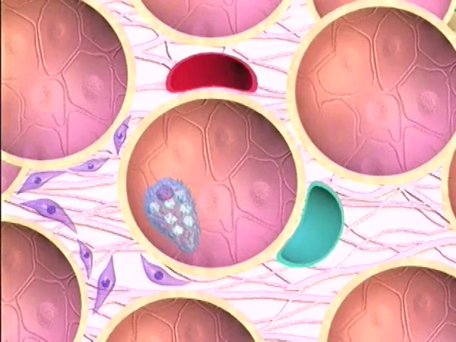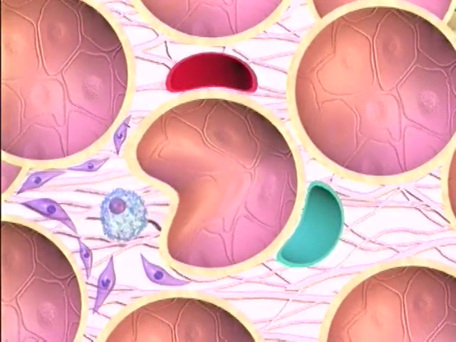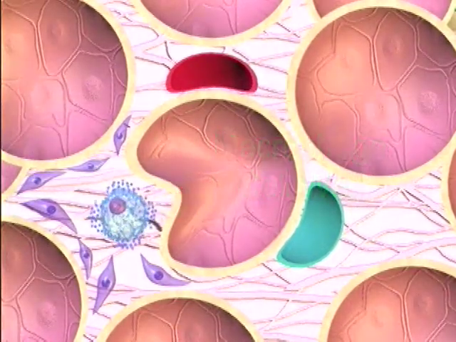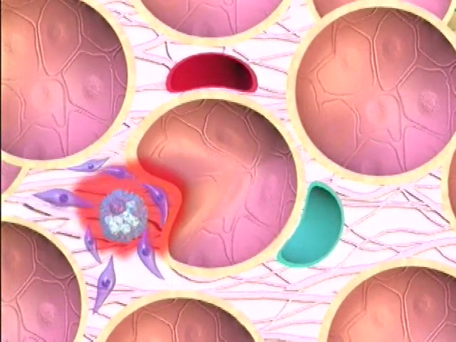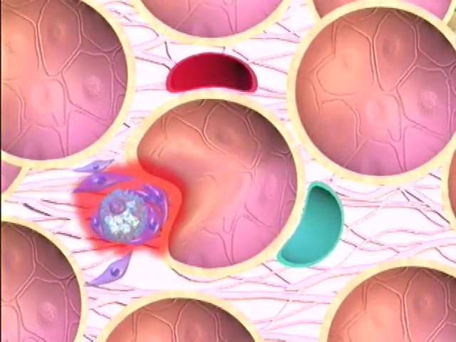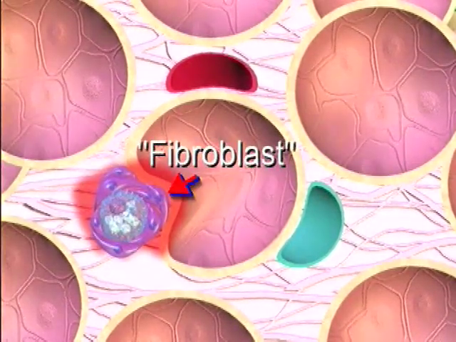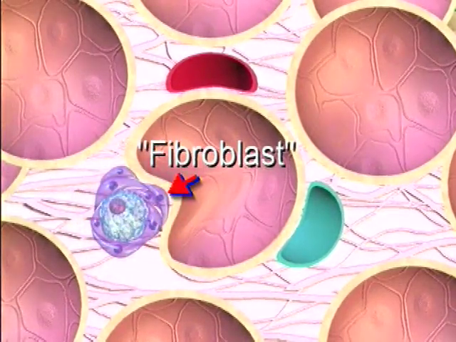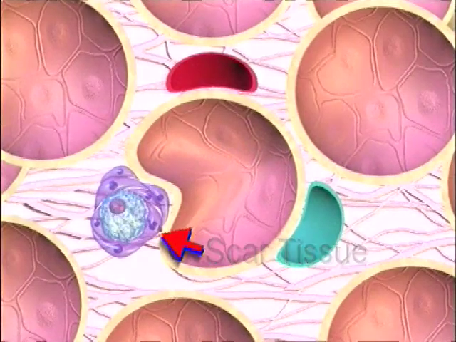This starts an inflammatory process in the lungs. As the dust begins to collect, the overloaded macrophage cell walls rupture and release fluids which result in inflammation. This triggers other specialized lung cells to come to the area of inflammation. These special cells, called fibroblasts, attempt to wall off or surround the silica particles in an effort to protect the lung. This is done by forming scar tissue to isolate the silica particles.